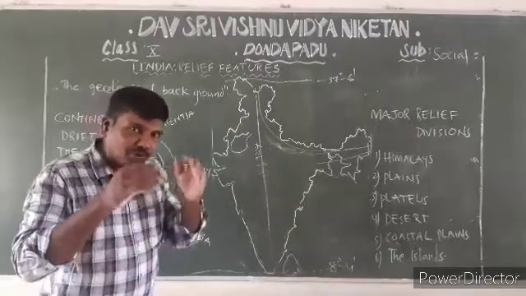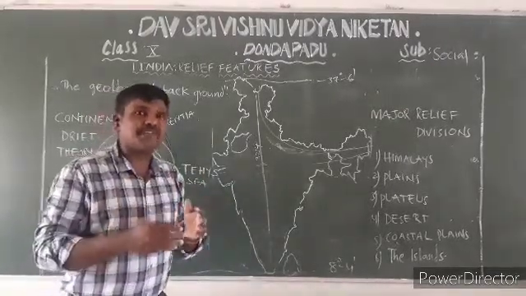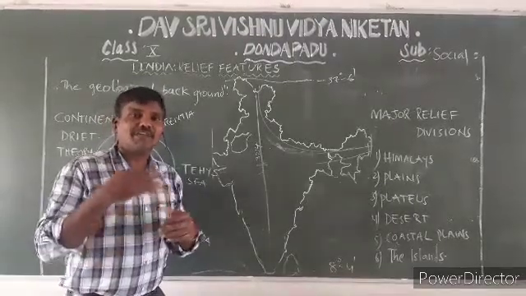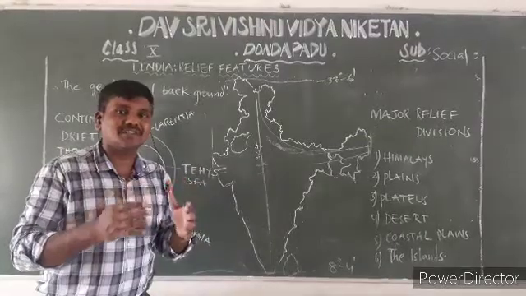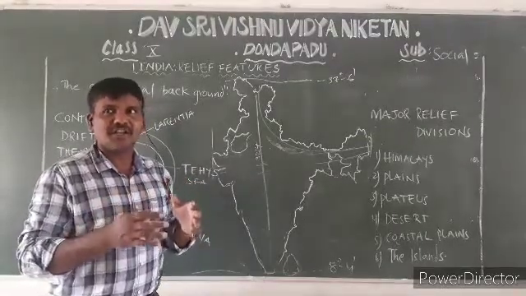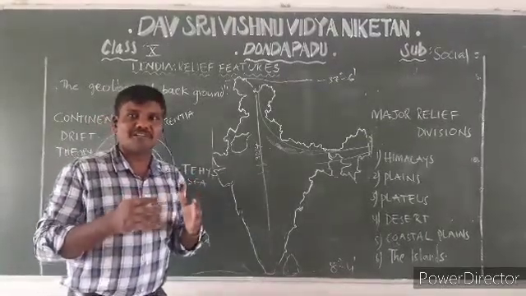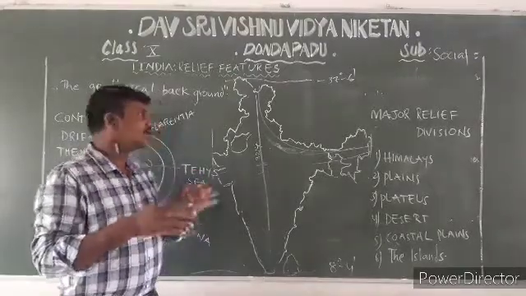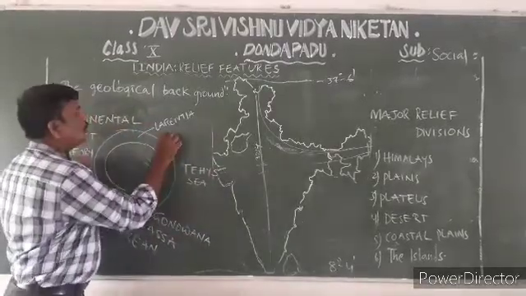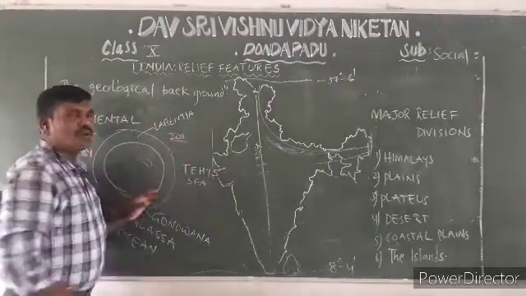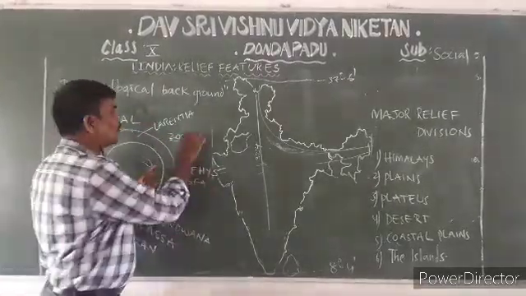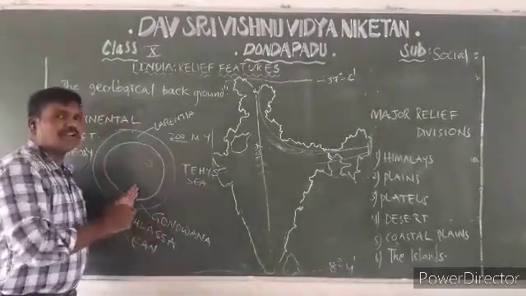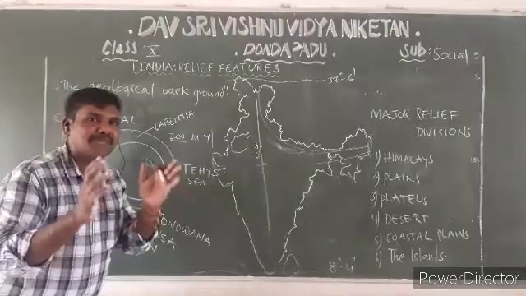First of all, to know about this one, just recapitulate what you have learned in 9th class. In 9th class we learned about the continental drift theory. It was proposed by Alfred Wegener, who was born in Germany. What he said is that 200 million years ago, the total continents existed like one big mass.